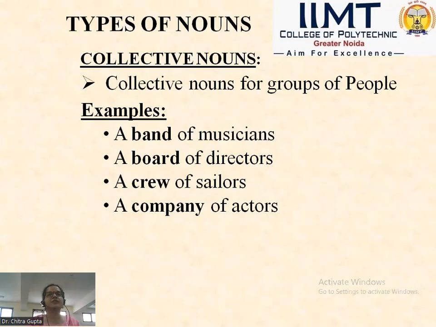Collective nouns for groups of people. For example, a band of musicians means a group of musicians is denoted by the name band of musicians, a board of directors, a crew of sailors, a company of actors, and many more.